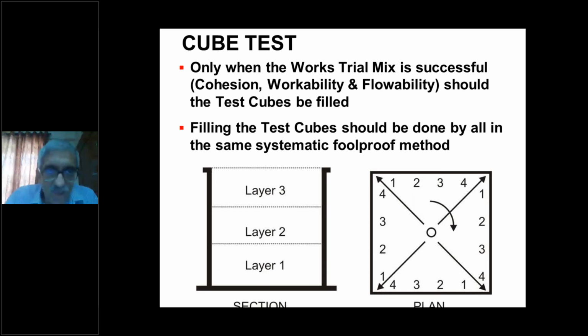We take the concrete test of strength only when the work trial is successful, and the cube should be filled in the manner I'm showing you now. 3 layers, each layer to be banged or compacted 32 times. So 1, 2, 3, 4, 1, 2, 3, 4 like that. You go on compacting the layers one after another. You put the layers and then cast these cubes.